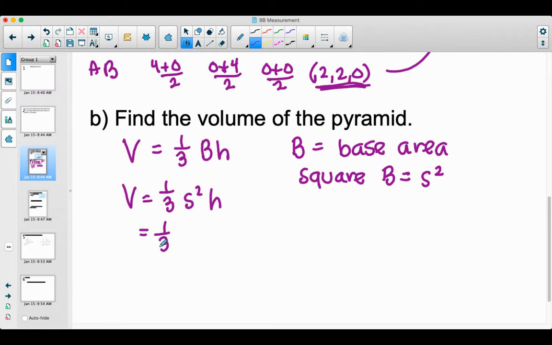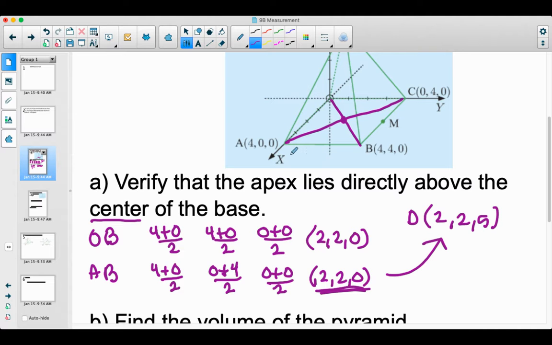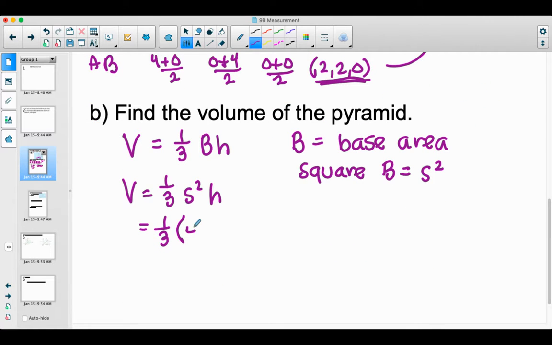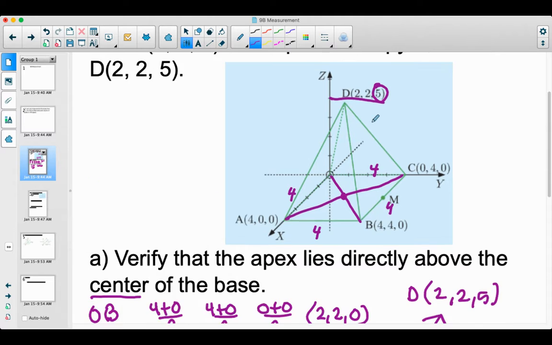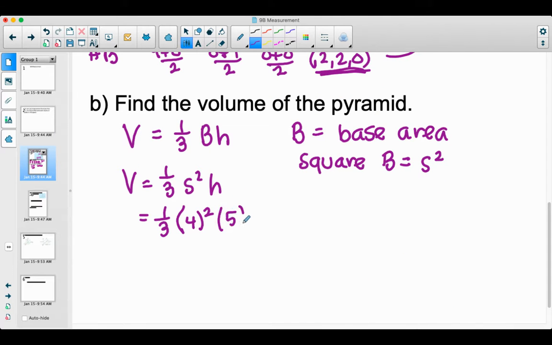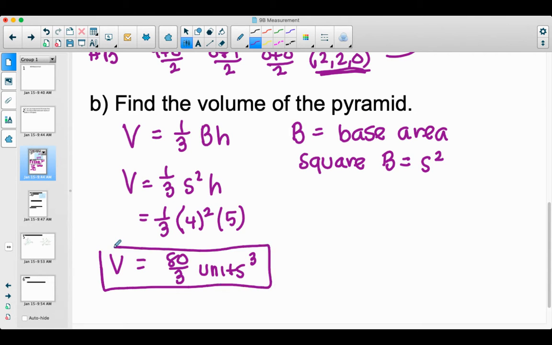So we have 1/3 times our S. If we look, this is 4 units, like all of them are 4. So we have 4 squared. And then the height of it would be our z. Since D is at (2, 2, 5), 5 is the height of our pyramid there. So then we have a height of 5. And when we multiply that, we get 80/3 if we go exact. And then we don't know the units, so we're just going to say units cubed because it's volume. And that would be the volume of that pyramid.